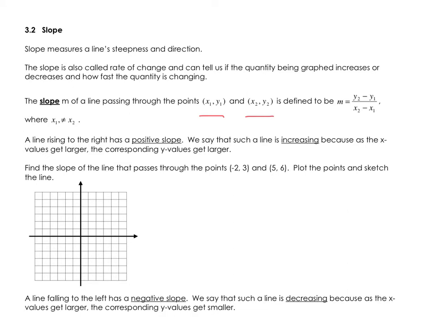The slope is defined to be the difference in the y values divided by the difference in the x values, where the x values cannot be equal to each other, because if they are equal to each other, we will have division by 0. So this is our equation for the slope of a line, and we will be using it often. Some people like to also think of the slope as rise over run. Looking at the graph, they want to think of it as rise over run.